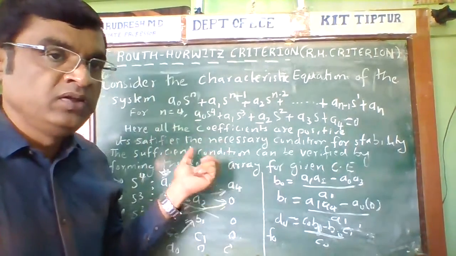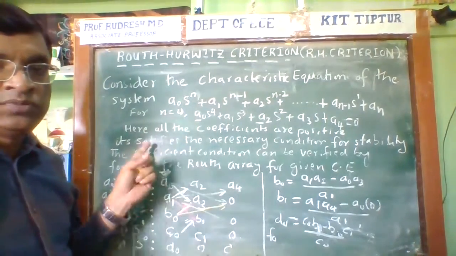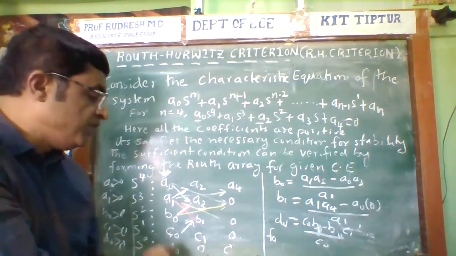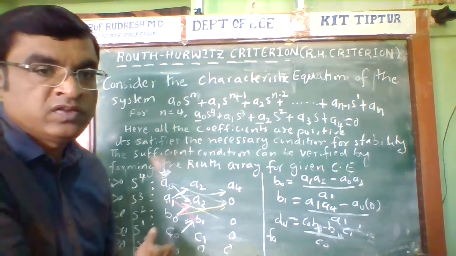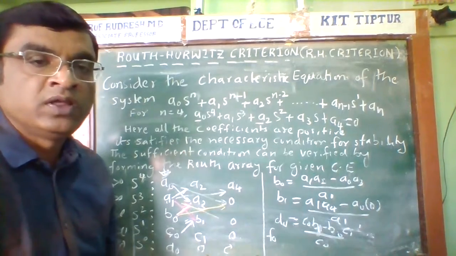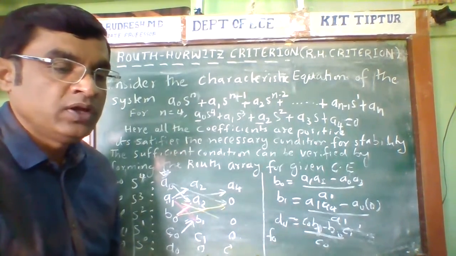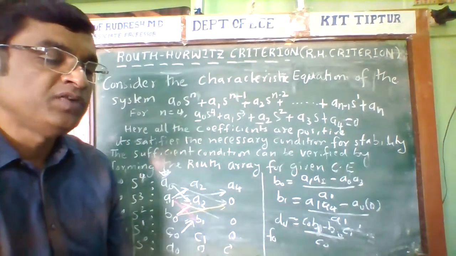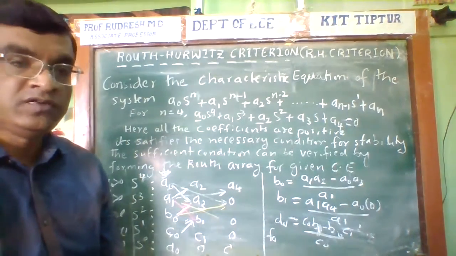In order to verify the sufficient condition of stability, by using the characteristic equation, form the root array. After forming the root array, observe the first column of the root array. All the elements of the first column must be positive, then automatically the system poles are located on the left half of the S-plane. Here the necessary and sufficient condition of stability is that all the elements in the first column of the root array must be positive. If this condition is not met, the system is unstable.